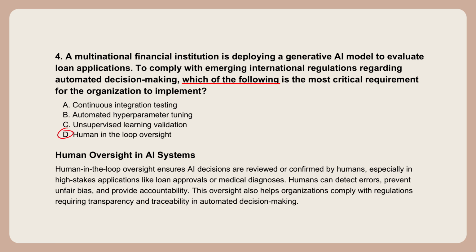This raises an important question about the limitations of code. If we connect this to the bigger picture, the source material emphasizes that it is not just about making the algorithm function smoothly. Humans must be involved to ensure fairness, prevent bias, and ultimately meet those international regulations mentioned in the prompt. Oh, so it's not about making the code better. It is about the fact that code inherently lacks human judgment. Which means, when we look at the incorrect options, A, continuous integration testing, B, automated hyperparameter tuning, and C, unsupervised learning validation, we have to throw them out. Exactly. They are incorrect because they are purely technical processes. A technical process cannot substitute for the human oversight required by the text to guarantee fairness and regulatory compliance.